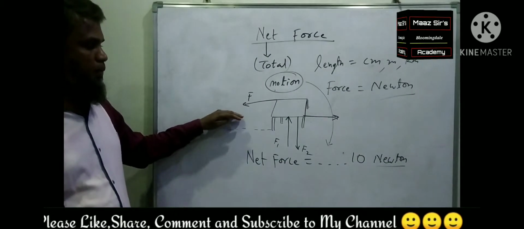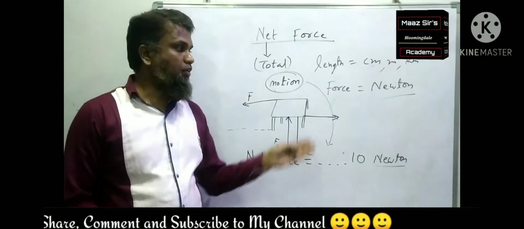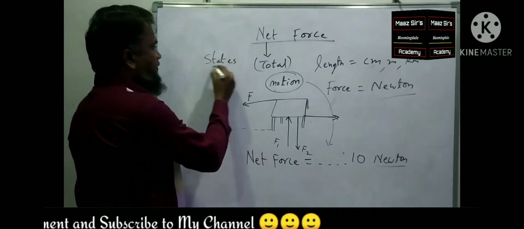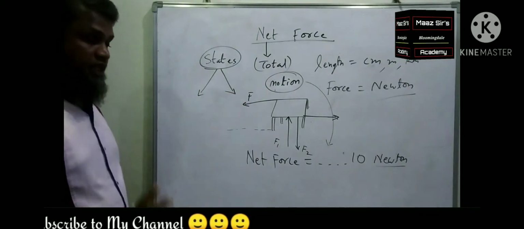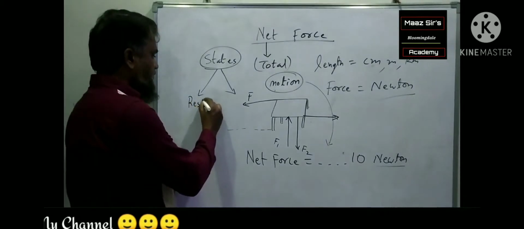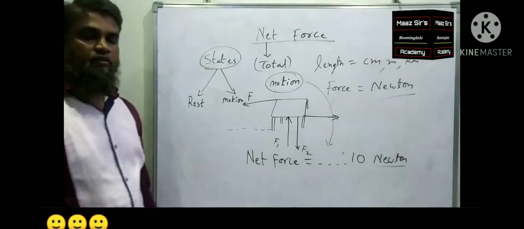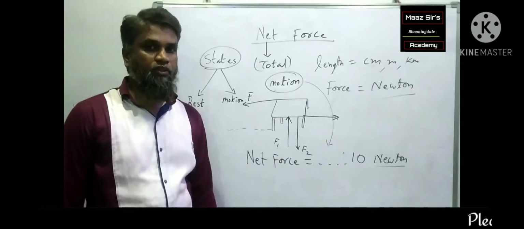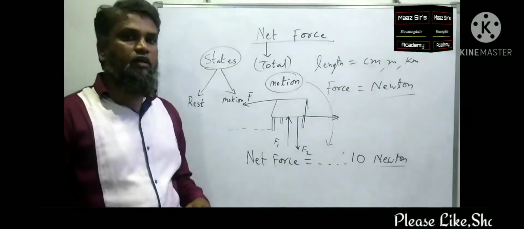So this is about net force acting when an object is at rest and when the object is moving. Whenever we are discussing the states of an object, we have to consider two things. There are always two states of an object. One is at rest, the other one is in motion. Any object. Is it clear? So this is about net force. Now we will discuss net force in detail.